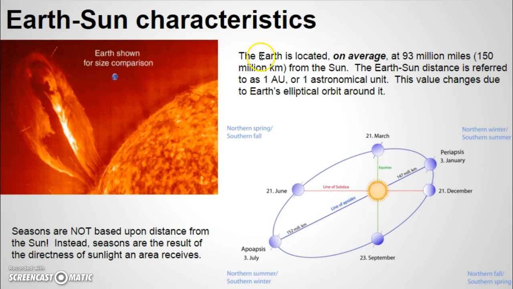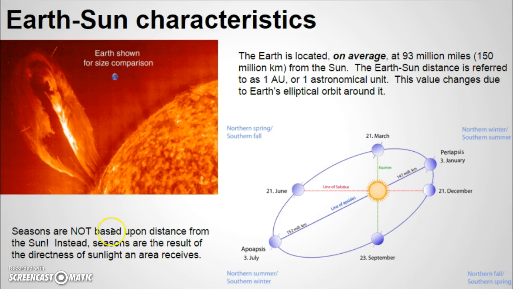So now let's get into the Earth's location in space. The Earth is located on average at 93 million miles, which is 150 million kilometers, from the sun. The Earth-Sun distance is referred to as 1 AU, or 1 astronomical unit. This value changes due to Earth's elliptical orbit around it. Here we could see that roughly January 3rd, the Earth is closest, and then around July 3rd, it's furthest. We call this here perihelion, and we call this side over here aphelion.